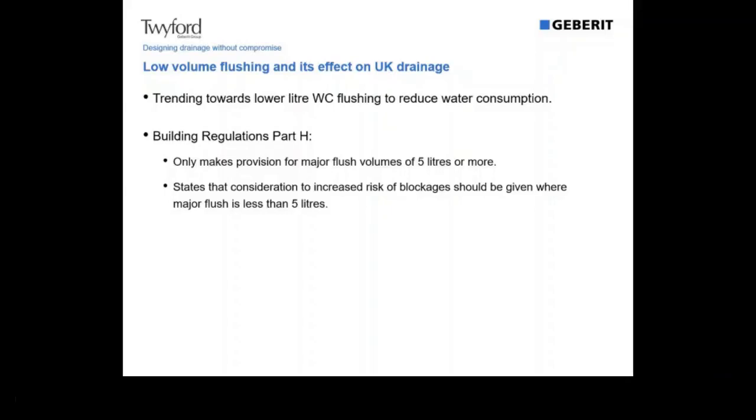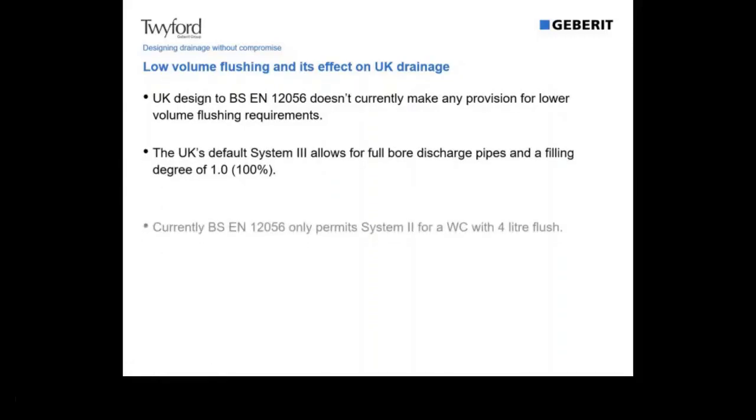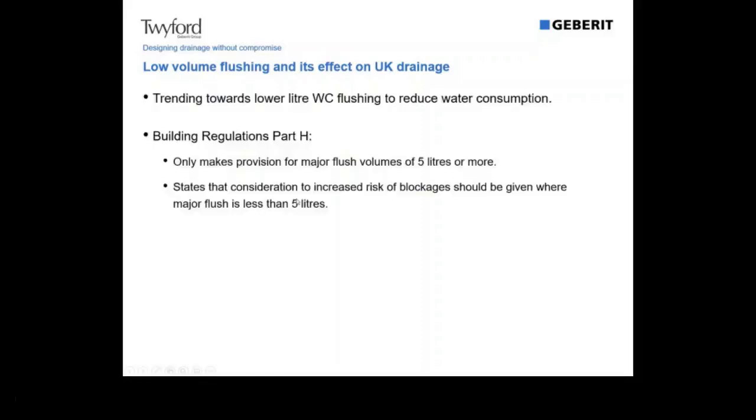Building Regulations Part H only makes reference to flush volumes of 5 litres or more. And essentially BS EN 12056 doesn't make any provisions for anything less than 5 to 6 litres in system 3. The only one that will allow a lower flush rate is system 2, which goes down to a 4 litre flush. But as it stands, within system 3, we don't have an allowance for anything less. Interestingly though, Part H does state that consideration to increased risk of blockages should be given where the major flush is less than 5 litres.